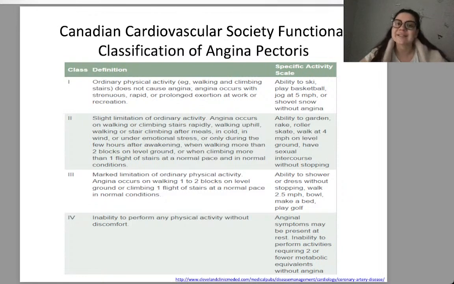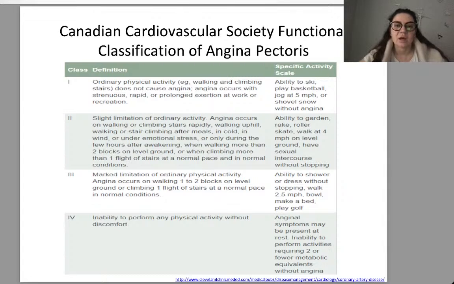Functional class 1 of stable angina is when ordinary physical activity, for example walking or climbing stairs, does not cause angina at all. Angina can occur in such patients with strenuous, rapid or prolonged exertion at work or recreation. What specific activity can lead to angina paroxysm? It is skiing, playing basketball, jogging more than 5 miles per hour, or shoveling snow without angina.